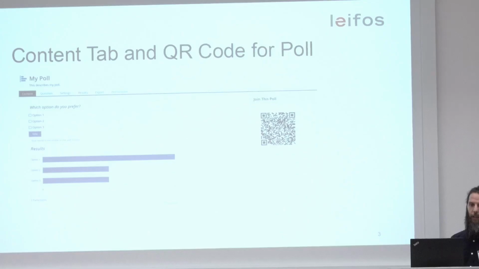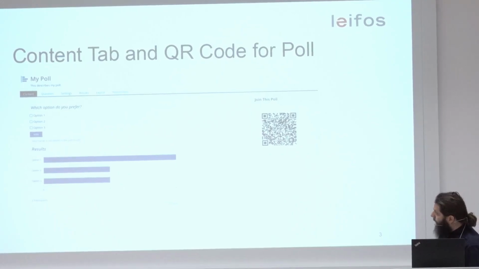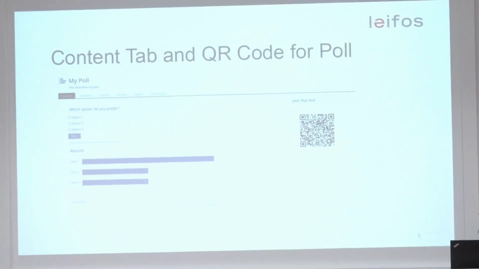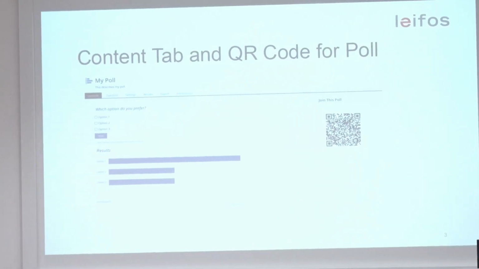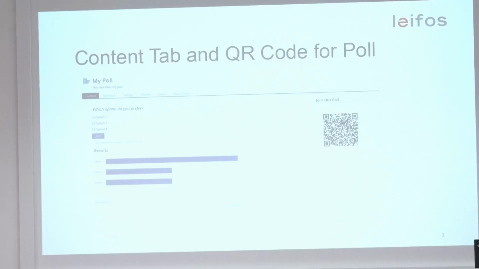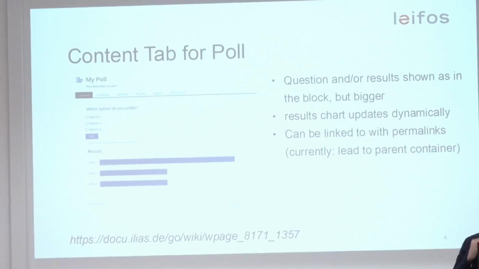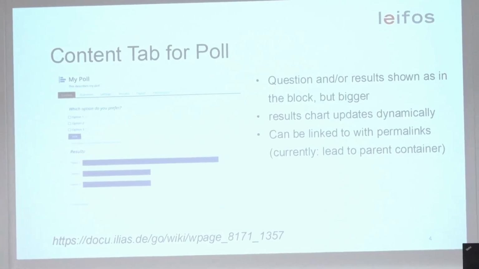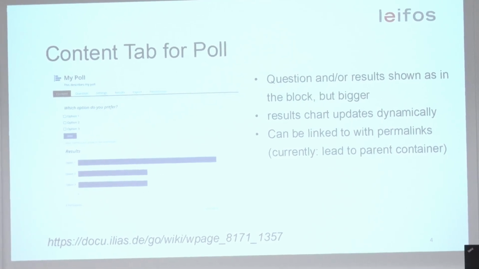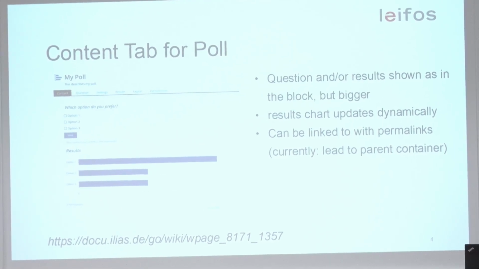Here's a mock-up of the general idea. The content tab is introduced, and the new QR code, a Kitchen Sink element, on the right side, nothing fancy. As I mentioned, just one question, the results, and the possibility to join the poll via QR code. The result chart should update dynamically.